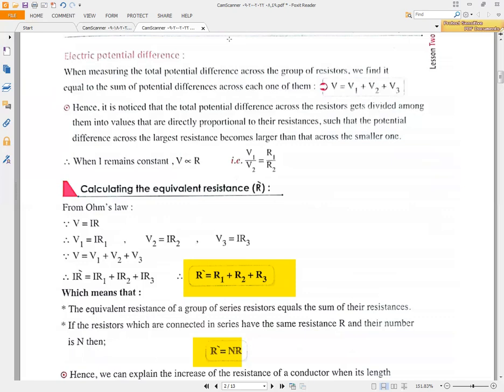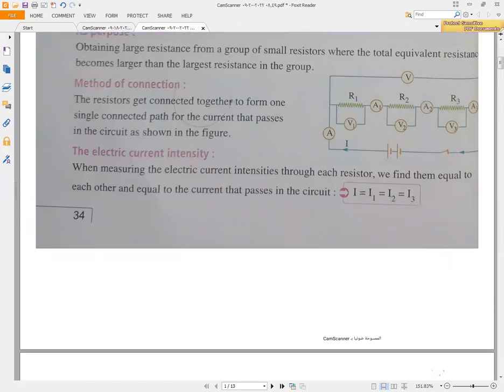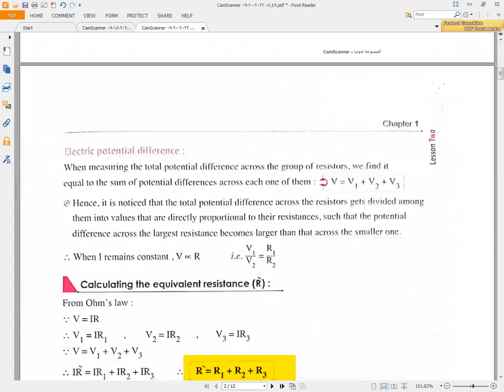When they have the same value, if we have three resistances like the last example, and each one equals 3 ohm, so the total resistance of them equals what? Equals R times 3, so 3 times 3 equals 9 ohm, if they have the same value.